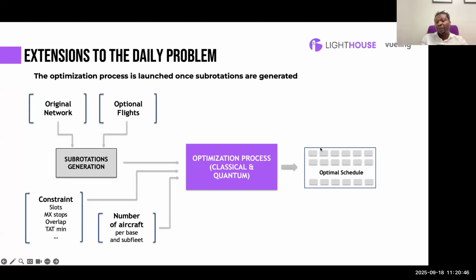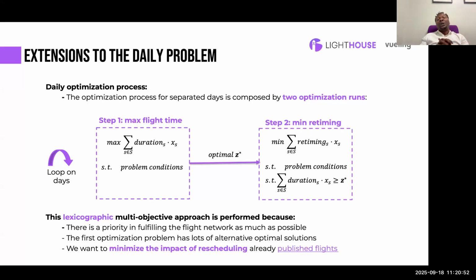At the end, we have this optimal scheduling. How we solve this optimization process is to divide, like we said, divide and conquer, into two stages. In the first stage, what we did is to see how we can maximize the flight time. Let us remember that we are talking about a low cost company, where having the aircraft in the air is very important. So we need to maximize the flying time.